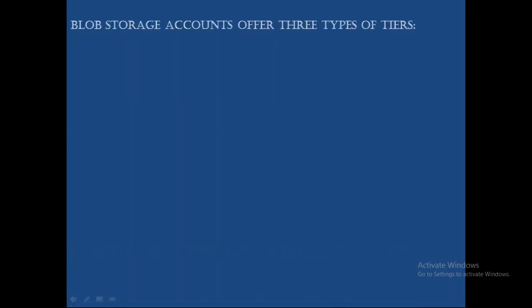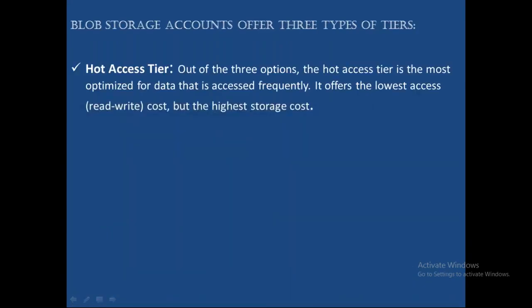Blob storage accounts offer three access tiers. The first thing is that when you're storing data, you have different options. Hot access tier: if you say I want to store all my data in the hot access tier, it means you are going to access your data very frequently. Out of the three options, the hot access tier is the most optimized for data that is accessed frequently.